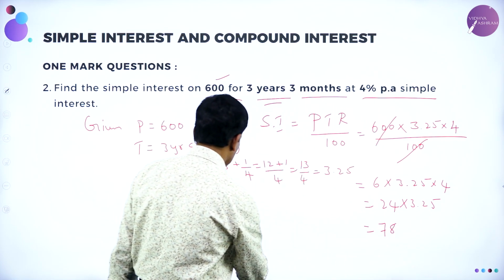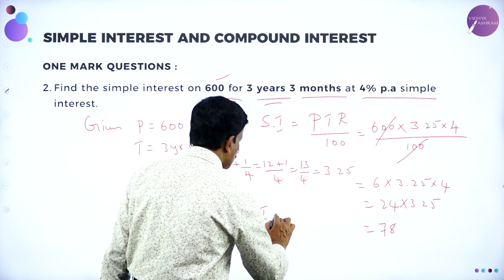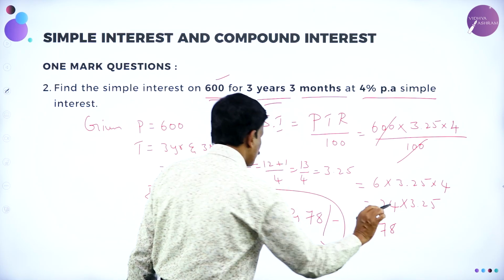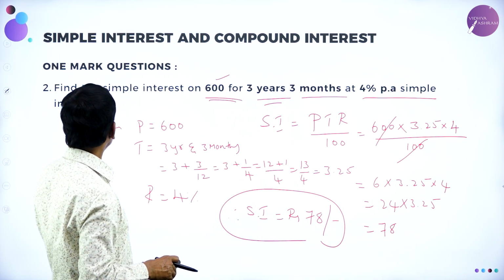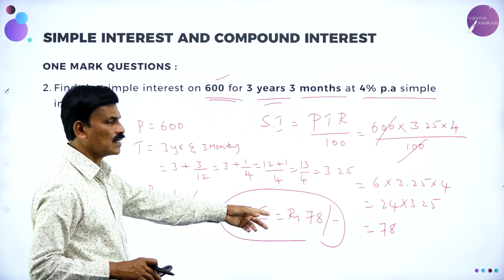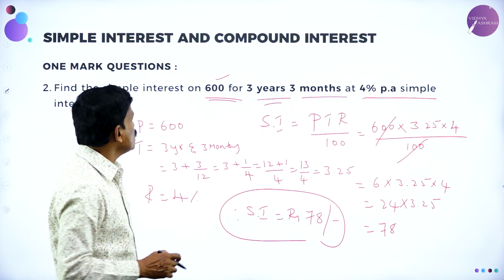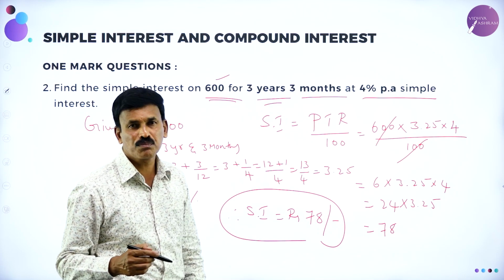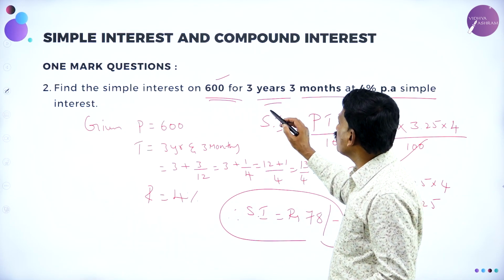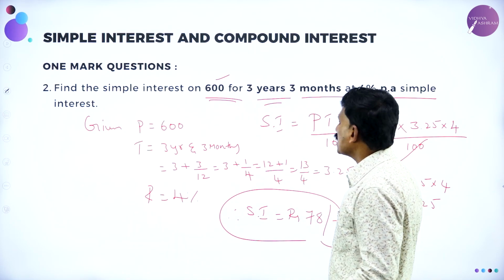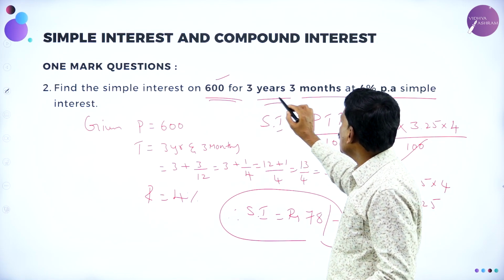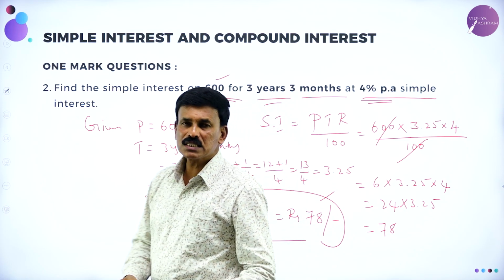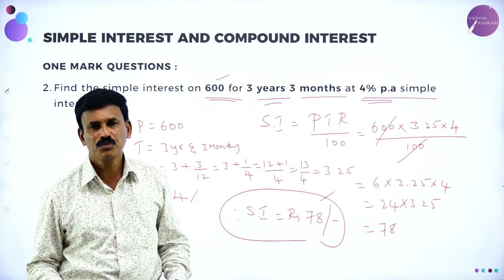So, therefore, the simple interest is rupees 78. Yes, the simple interest is rupees 78 for 600 rupees for 3 years 3 months at the rate of 4%. For the principal 600 rupees at the rate of 4% per annum for 3 years and 3 months, the simple interest is rupees 78. That's it. Hope you followed.